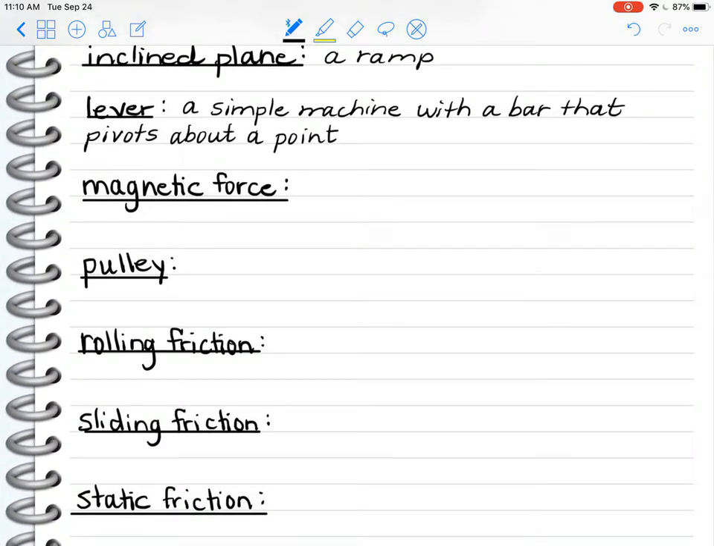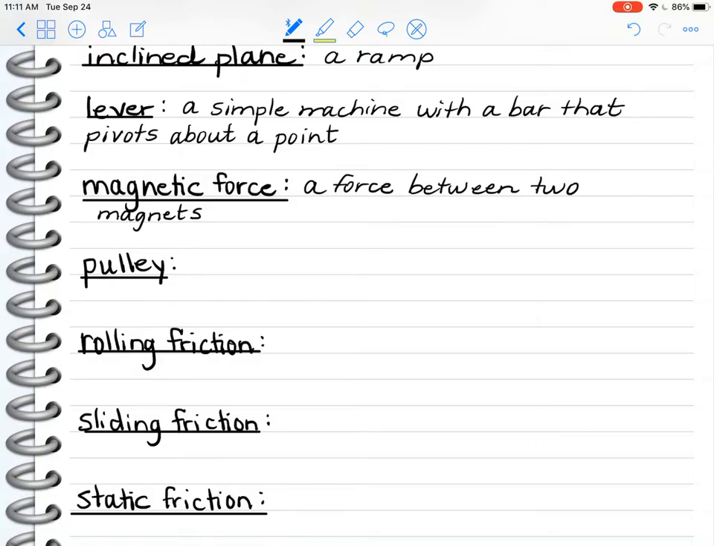A magnetic force is a force between two magnets. If you put a positive pole of a magnet and a negative pole of a magnet together, they're going to pull. Opposites attract.